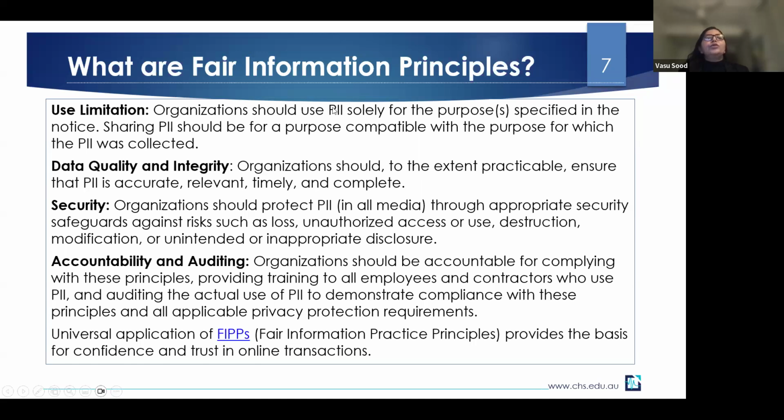For example, the system should not allow unauthorized access of data, and that can avoid breaches happening with data. Then we have the last principle in fair information, that is accountability and auditing. This indicates that organizations must ensure compliance. They should provide training to the staff and audit their practices regularly.